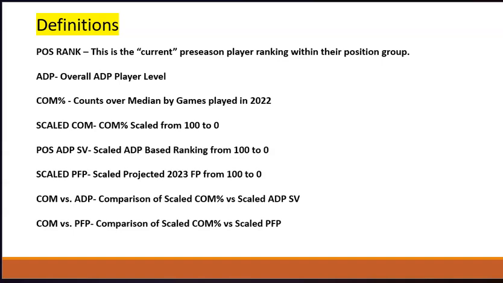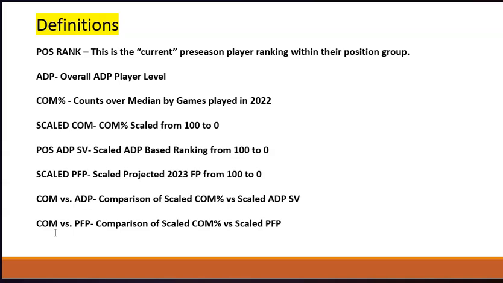But the two that are really going to highlight things are the COM versus ADP and the COM versus projections. That should illuminate overlay players, so-called sleepers, who are not as valued as they should be. The public is missing that, right? So you're trying to beat your league mates, but you're trying to beat the public as well. Okay. That is the setup.